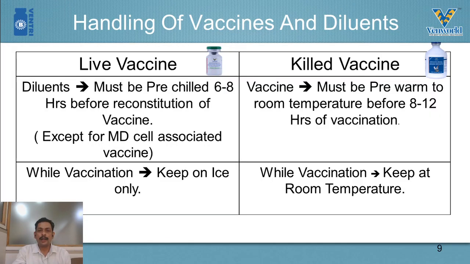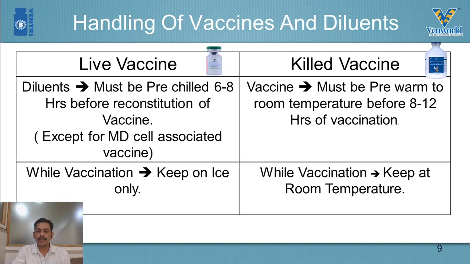Regarding the handling of vaccines and diluents, for live vaccines the diluent should be pre-chilled 6 to 2 hours before the reconstitution of the vaccine, except for Marek's disease cell-associated vaccines. The reconstituted vaccine should be kept on ice during the entire vaccination procedure. Killed vaccine should be pre-warmed to room temperature 8 to 10 hours before vaccination.